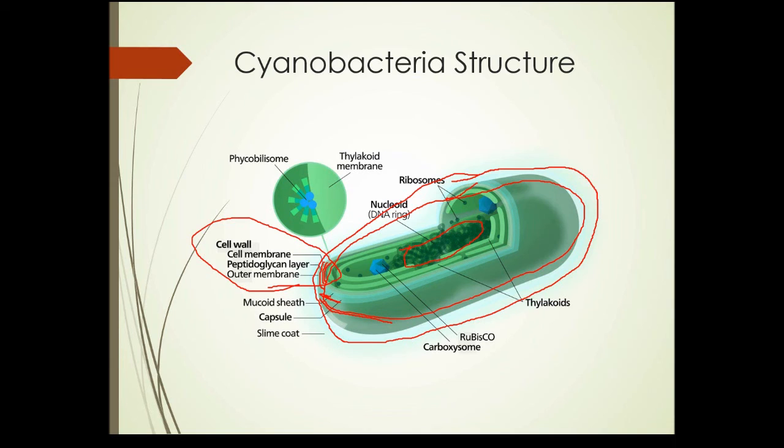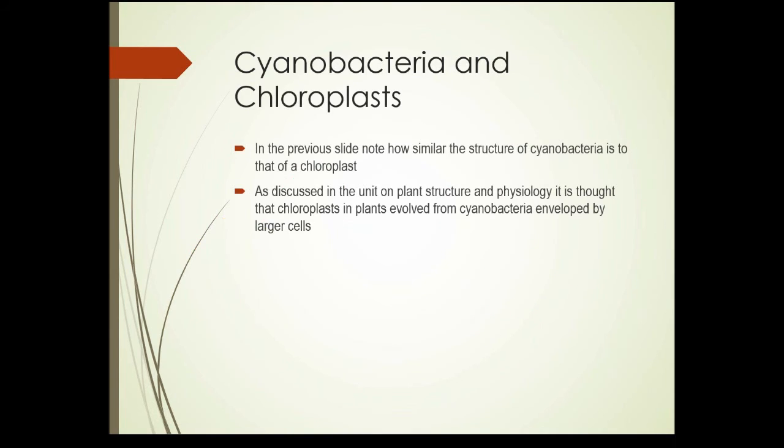And then outside of the capsule, you can see this area here called the slime coat. The slime coat protects the capsule from the environment to an extent, and it's also a point where the colonial forms can attach their slime coats and actually join together to form the colonies.